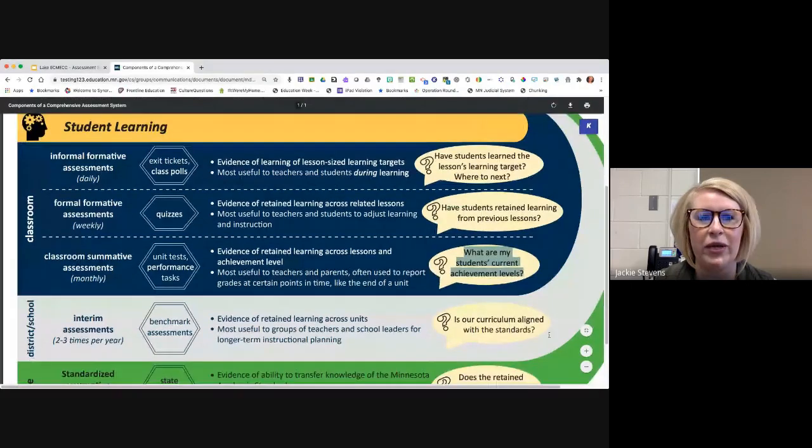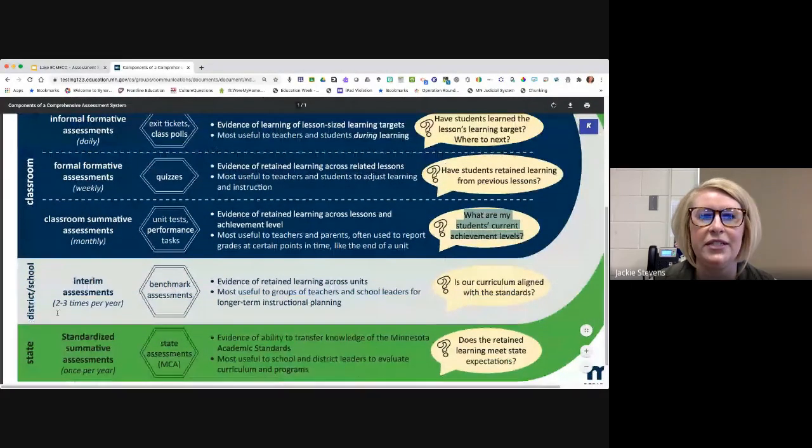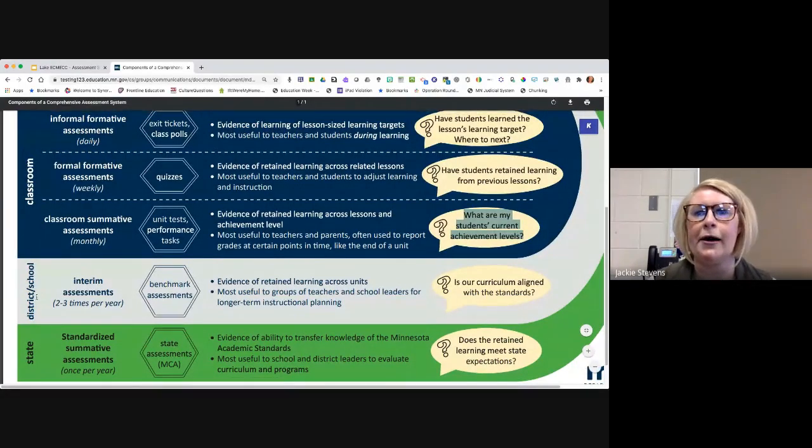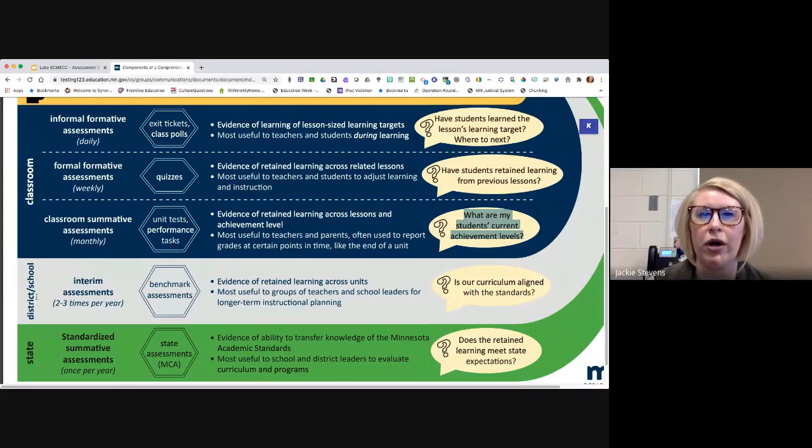And then we get down to the district or school tests, which are interim assessments, benchmark assessments. I know here in Mora, we use the FAST testing with the aReading and aMath as those benchmark assessments throughout the year. You might have different ones that you use as well. And that's really helping us see, is our curriculum aligned with the standards? Because it's those benchmark assessments that look overall if students are meeting the benchmarks.